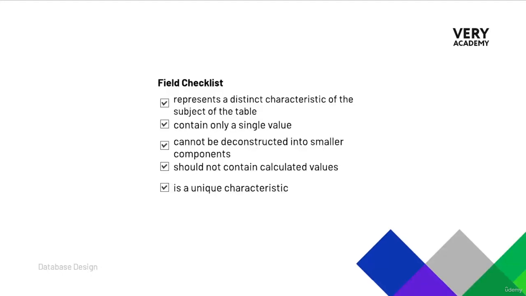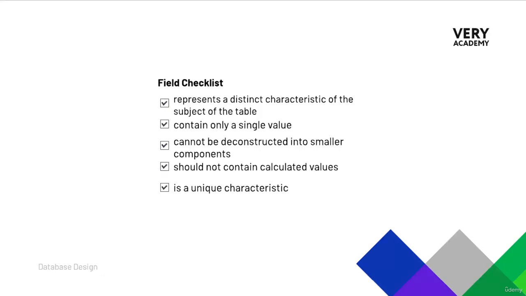So here's a checklist which you can utilize for your fields to determine whether you have generated a good field or not. So does it represent a distinct characteristic of the subject of the table? Does it contain only a single value? So that's something that we've been exploring. It cannot be deconstructed into smaller components. Unfortunately, there wasn't an example that we could work through.